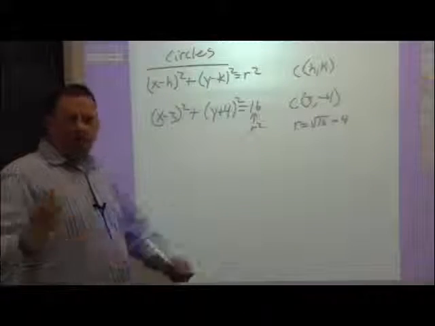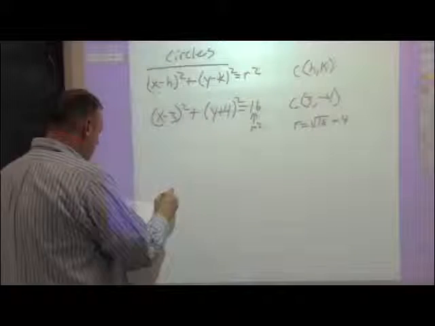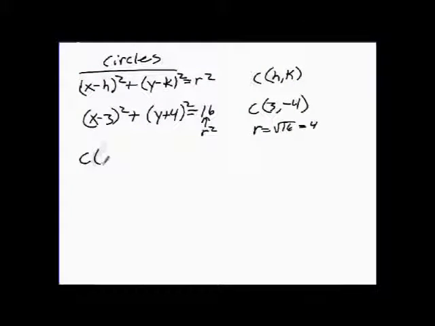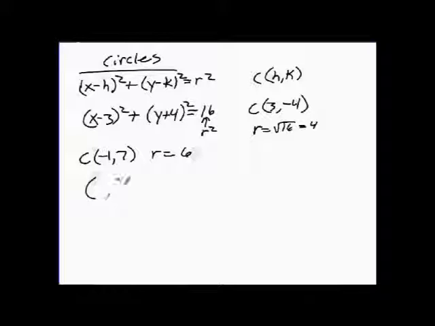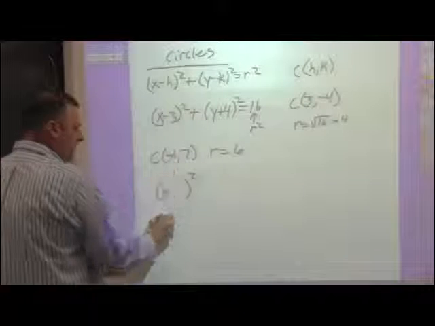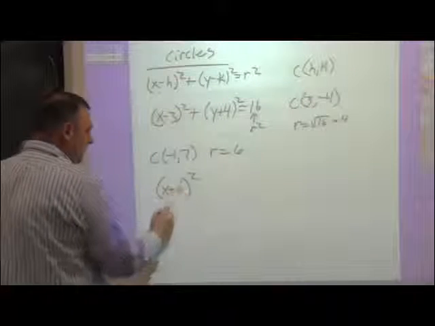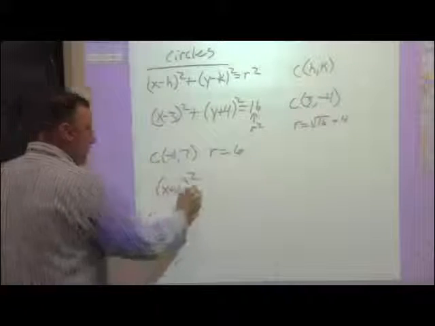Let me do one more possible thing that they could throw at you. They could say, what if we give you the center of a circle is negative 1, 7, and the radius is 6. What would the equation be? Well, first start with your quantities. It's going to be x. Instead of looking at your x number of that center, you would have to put a plus 1, because negative 1 would make it 0. That's your x coordinate, plus.